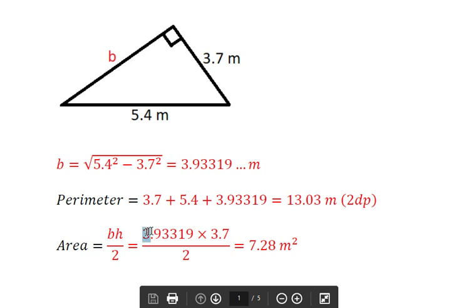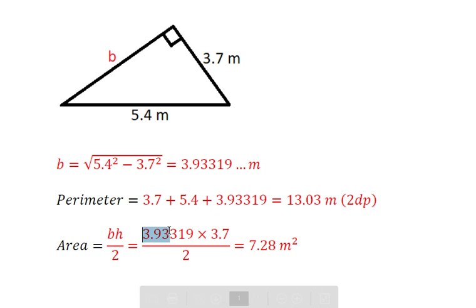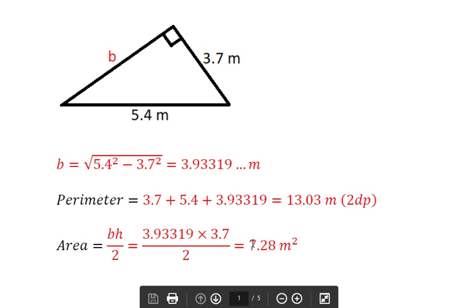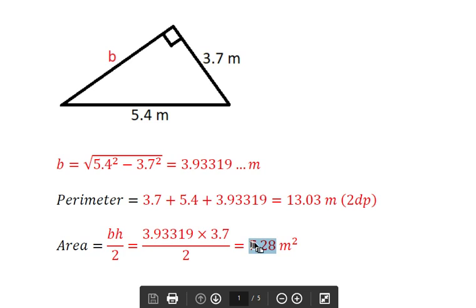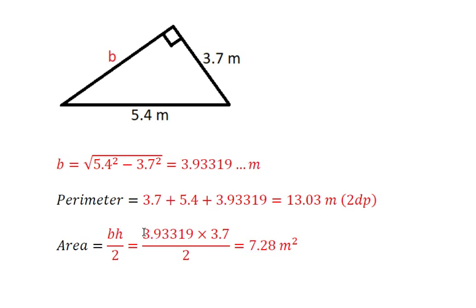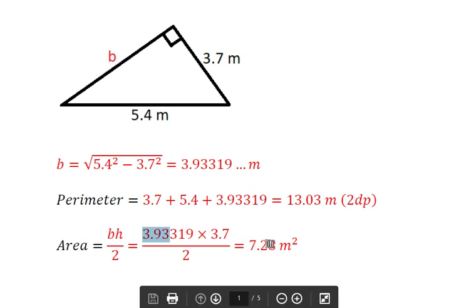I do definitely need to take more than 2dp. Need to take 3 or more decimal places, because that does actually affect our final result here. Suppose you only took 3.93 times 3.7 divided by 2, I think it works out to be about 7.27. You try that out on your calculator. If you cut that off at 2dp to begin with, and then use that, you would end up with 7.27 as your result, which is actually off. You can try it out yourself.